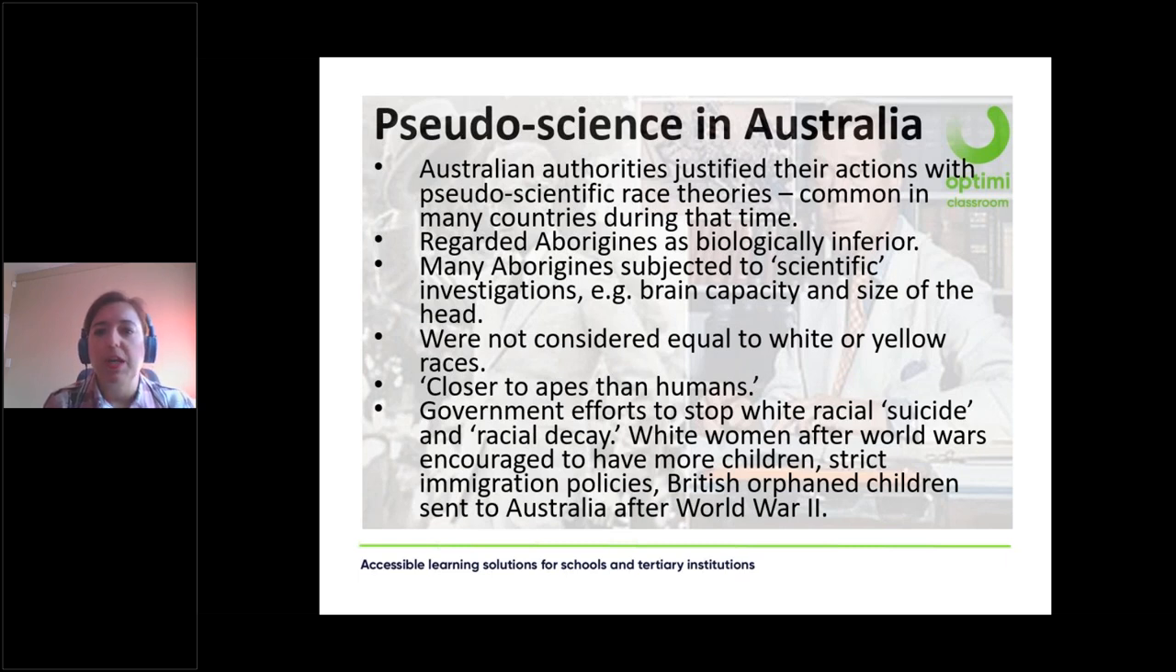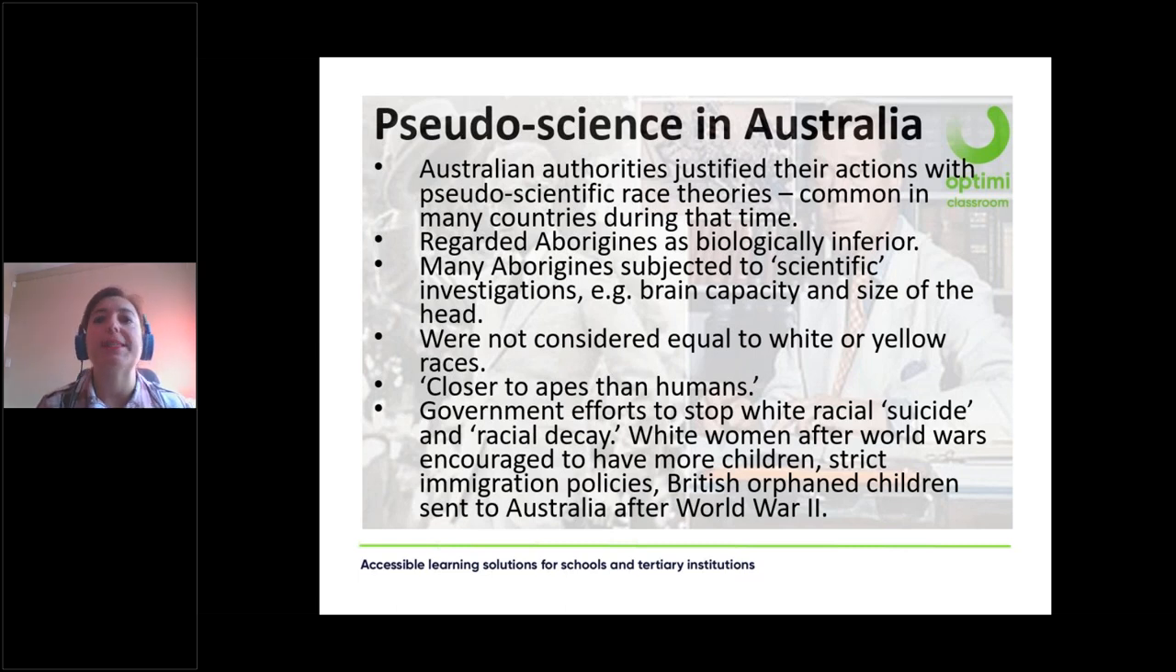They would do a lot of comparisons to actually say that the Aborigines are biologically inferior to the white people. Now, government efforts to stop white racial suicide and racial decay in Australia also became issues.